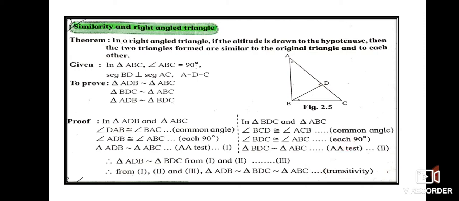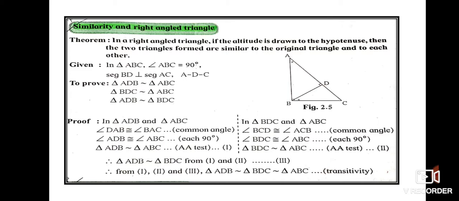So first, what did we prove? That the bigger triangle ABC is similar to ADB. And in the second one, what did we say? That ABC is similar to BDC. Therefore from 1 and 2, can we say ADB is similar to BDC? Yes. So from 1, 2 and 3 all the triangles are similar, and the reason is transitivity. If A is similar to B and B is similar to C, then A is similar to C. So using that concept we are proving that all these three triangles are similar.